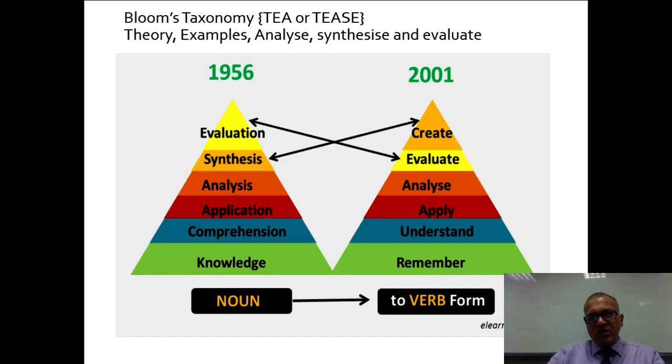This framework, Bloom's taxonomy, has changed over the years, but essentially it is T, E, A, S, E. T is theory, E is example, A is analysis, S is synthesis, and E is evaluation. So the lowest level of understanding is just knowing the theory, knowing the concept and reproducing it. A slightly higher level of knowledge is being able to apply this theory into practice using examples, or exemplifying.